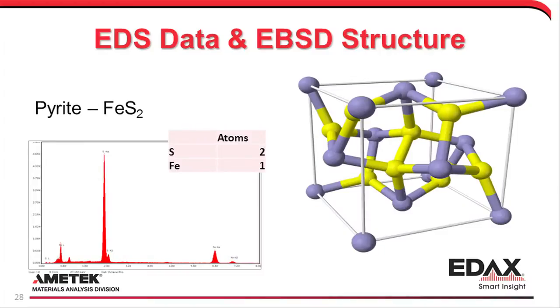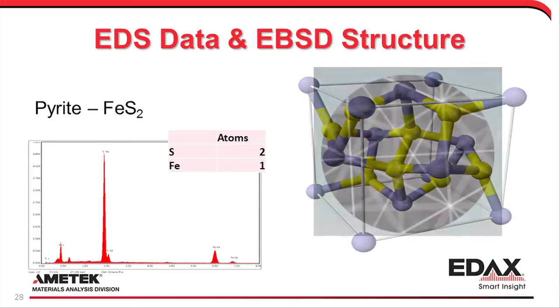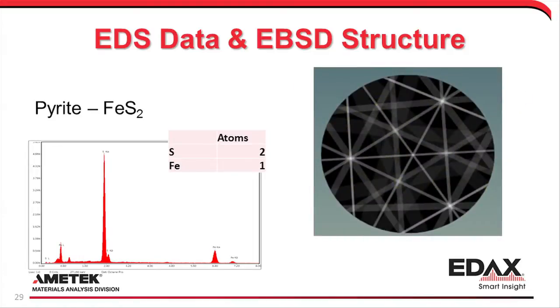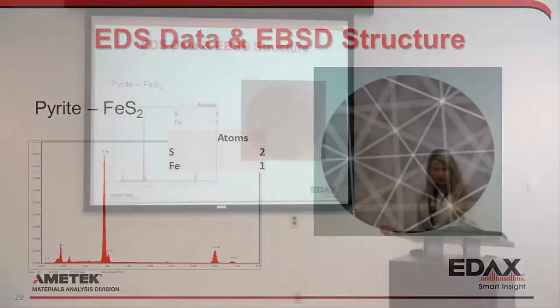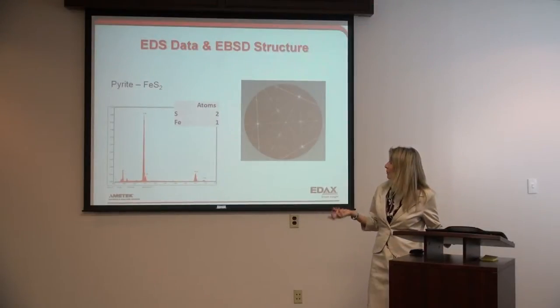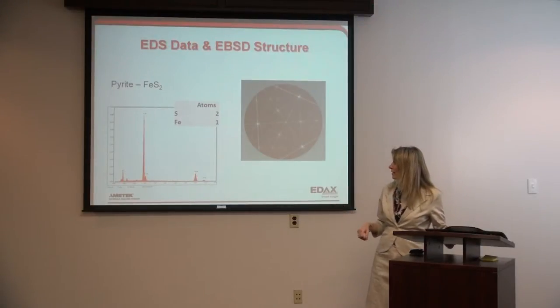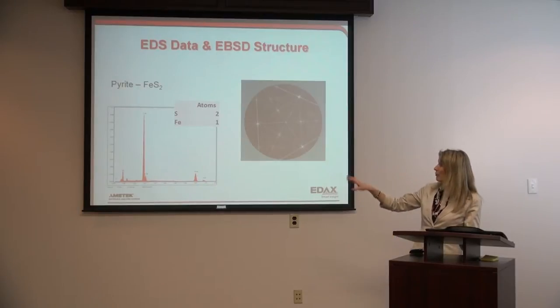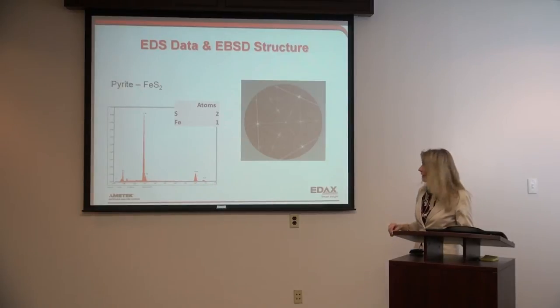And we do that with our pyrite or FeS2. And slightly different here, where we have 2 sulfur atoms to 1 iron atom. Nonetheless, we get a structural arrangement. And if you have a close eye, you'll be able to see that the structure looks similar to the one that you saw before. And in fact, the band pattern is nearly identical to the one that we saw before. And this is an excellent application for integrated analysis because the chemistry is different, but our structure is nearly the same.